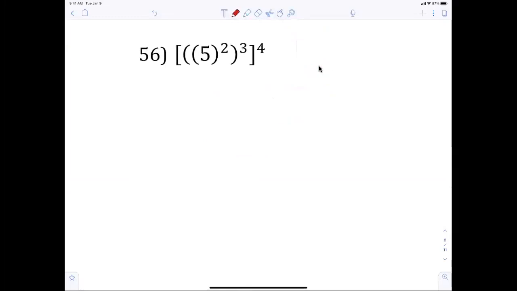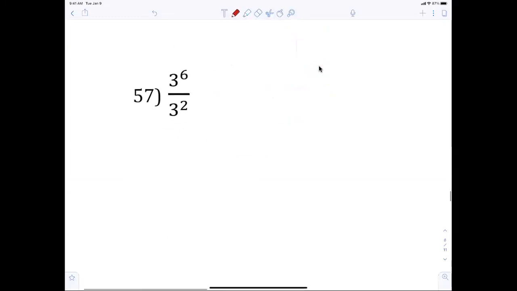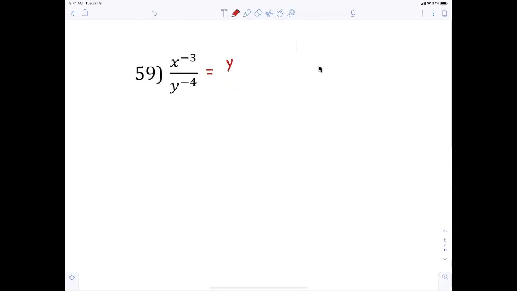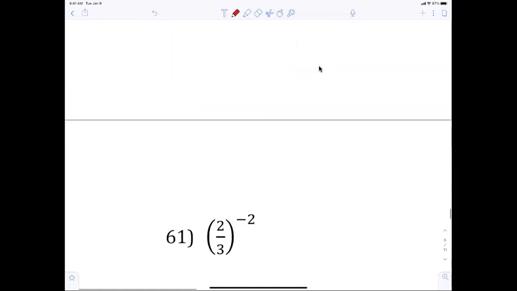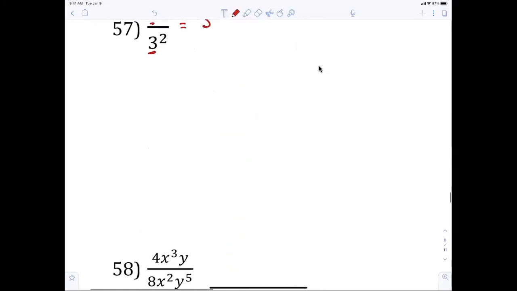Now remember what I told you, when you're dividing, you subtract. So 3 to the 4th power. Remember, the 3 stays the same because they both have exponents. You're not dividing the numbers. All right? 59. Now, remember, when you have negative exponents, you just have to what? Flip them. Y to the 4th over x cubed. Sorry, 3 to the 4th.